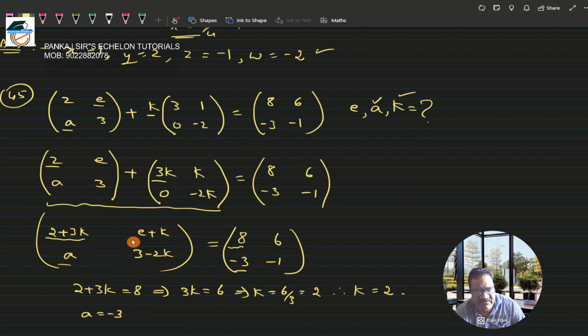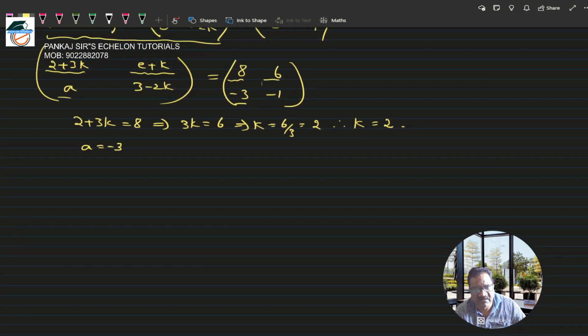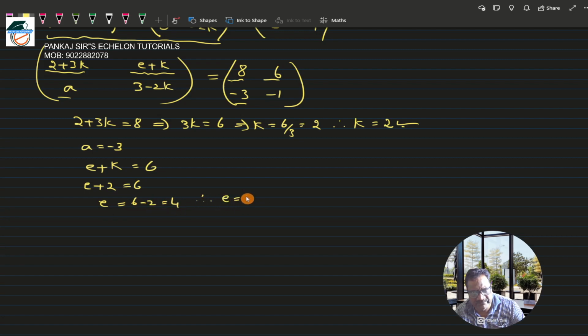E. Okay, so can you see this E plus K I can equate with C. So E plus K is equal to 6. Now since I have got the value of K as 2, I'll put it over here. So E plus 2 equal to 6. E will be equal to 6 minus 2, which is equal to 4. Therefore E is equal to 4.